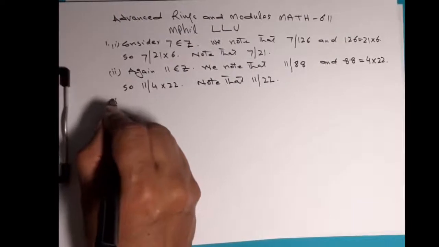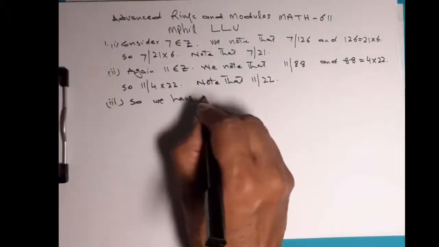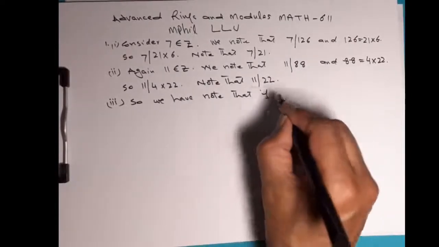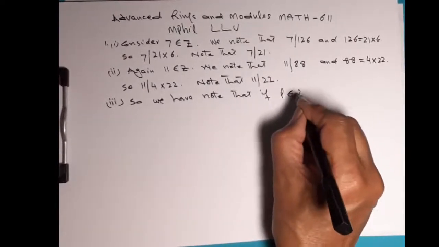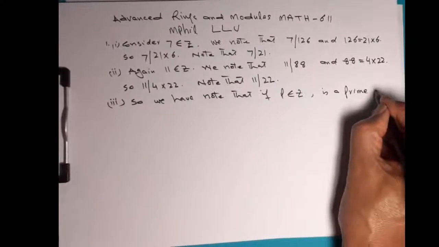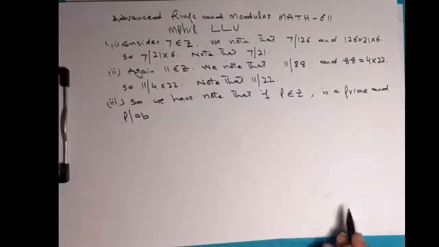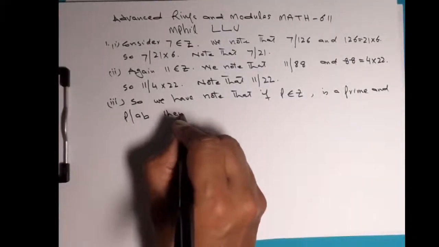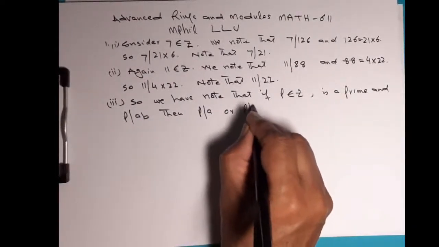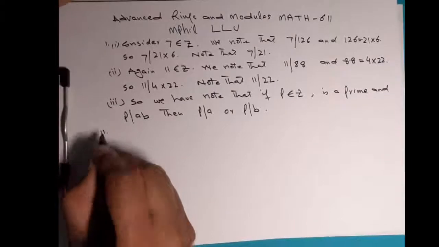So we have noted that if P belongs to Z is a prime, and P divides the product of two integers A and B, then P divides A or P divides B. P must divide one of these two, A or B. So this is what we are going to note.